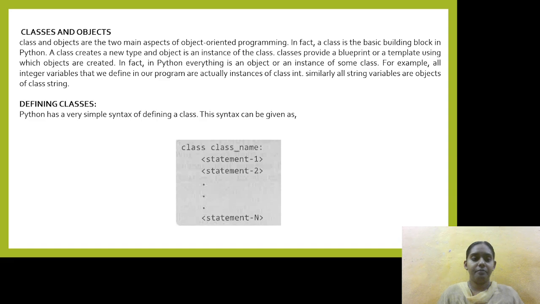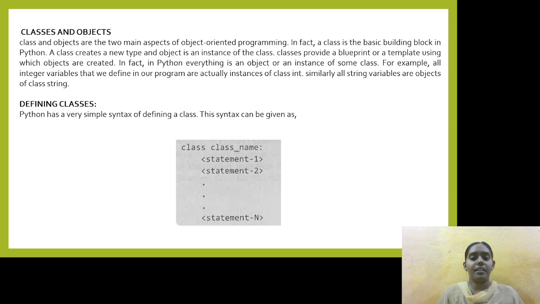Firstly, class and objects. Class and objects are the two main aspects of object-oriented programming. In fact, a class is the basic building block in Python. A class creates a new type and an object is an instance of the class. Classes provide a blueprint or a template using which objects are created.